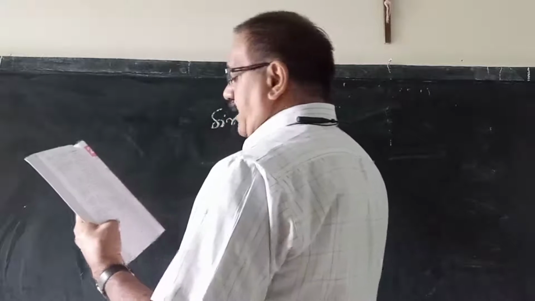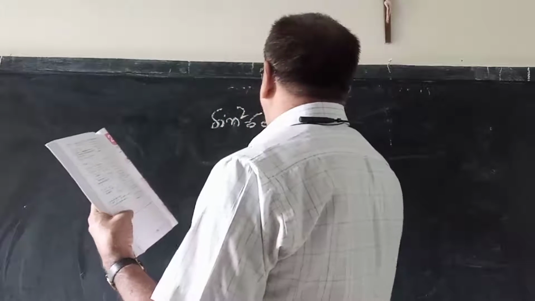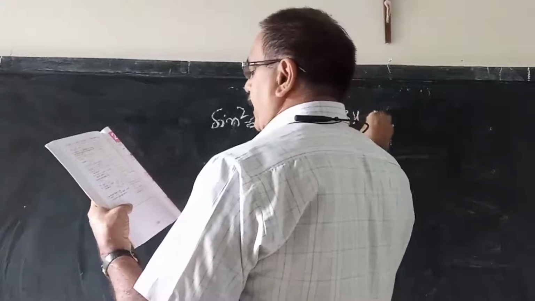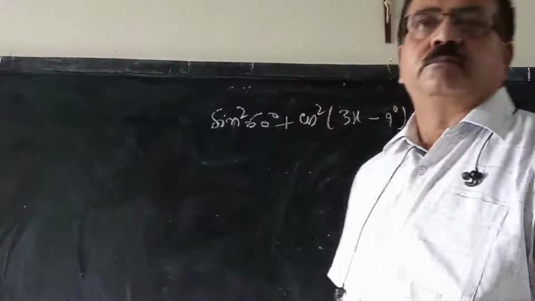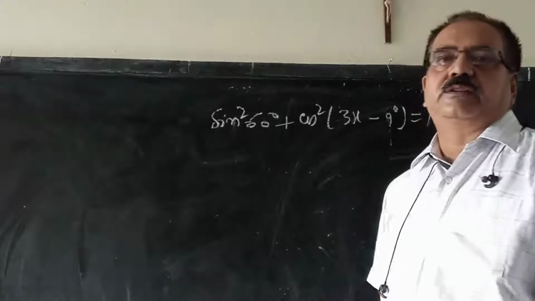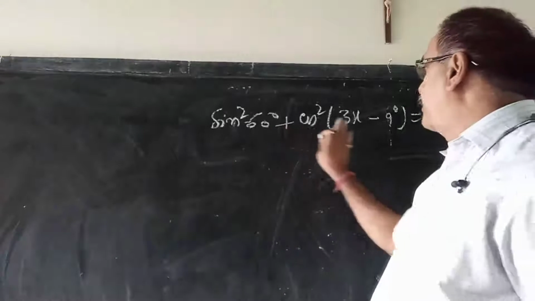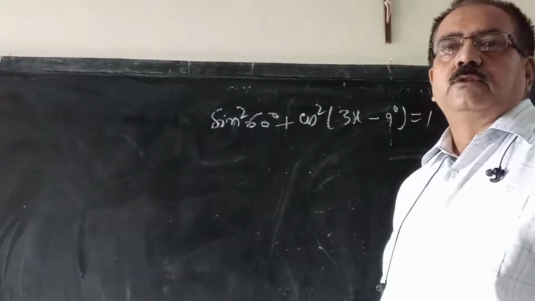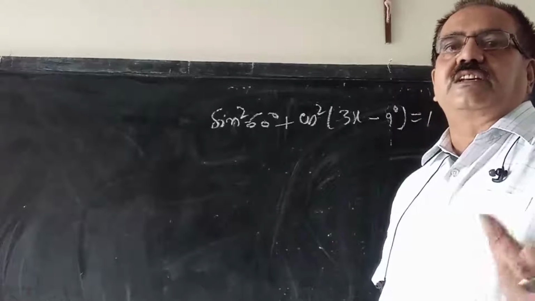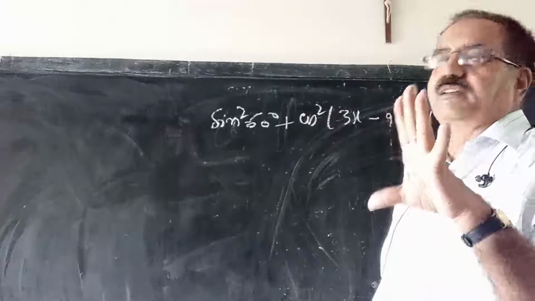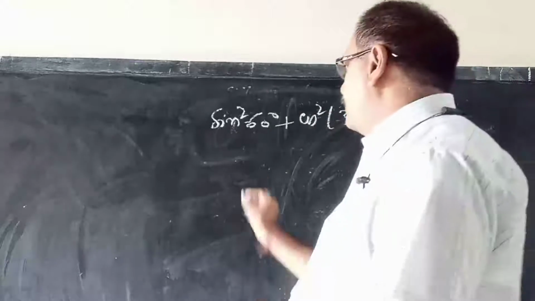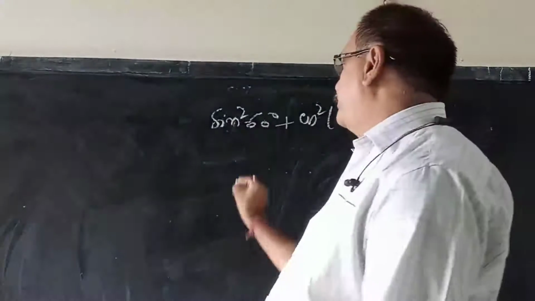Sin square 60 degree plus cos square (3x minus 9 degree) is equal to 1. Right. So we have to find the value of x. So one angle sin 60 is given. So we will put the value of the given angle first. Sin 60 is root 3 by 2.